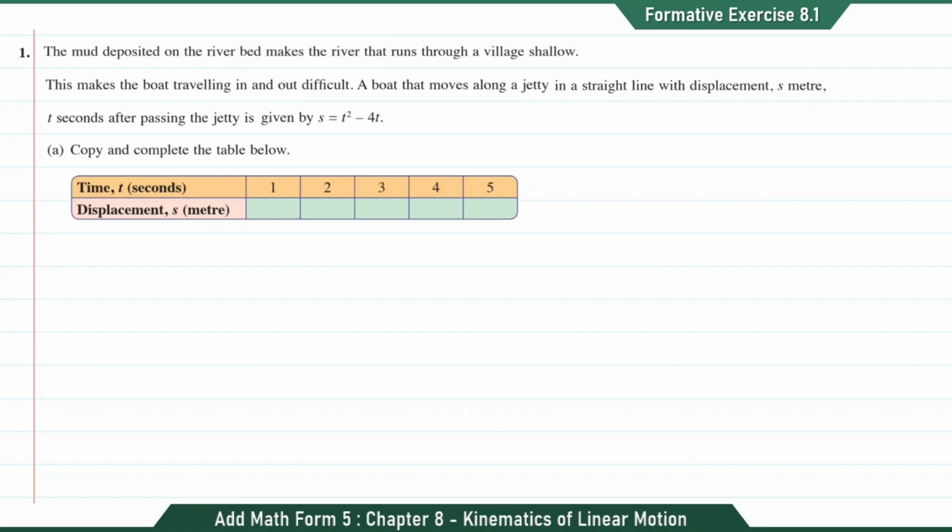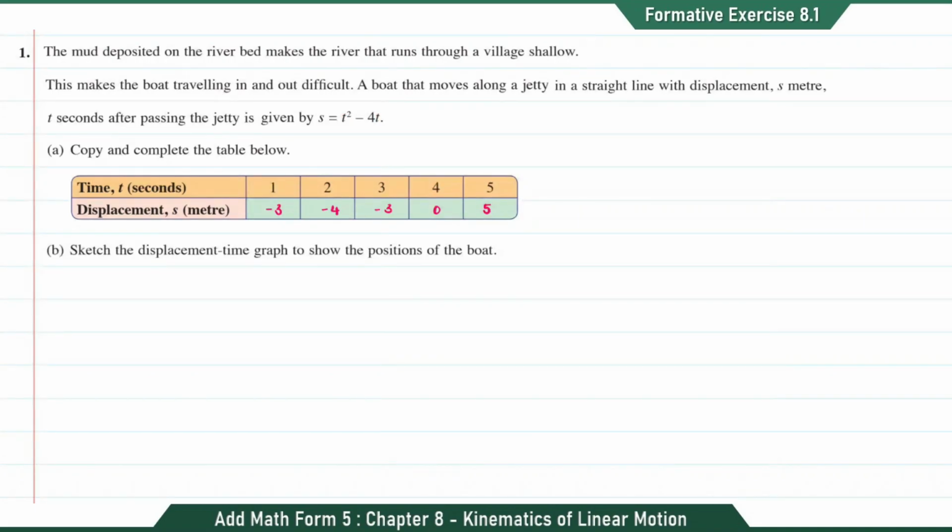A. Copy and complete the table below. To find the displacement, we just need to substitute the time given in the table into the t in the displacement function. Then the answers will be -3, -4, -3, 0, and 5.